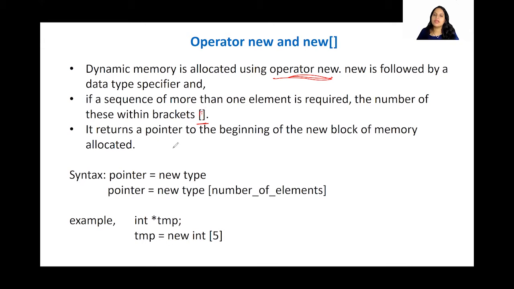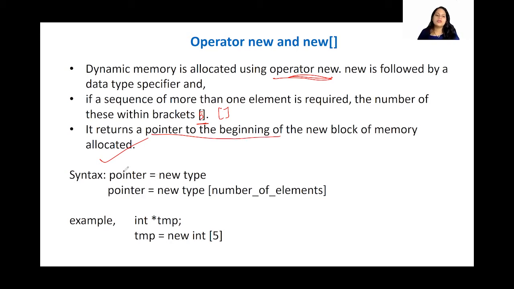Suppose if I want 5, I'm going to say 5. If I want only 1, then I'm going to just say new. If at all I want more than 1, then I'm going to write an open bracket, close bracket, and if I know the number, I'm going to mention the number. So it returns a pointer to the beginning of a new block of memory allocated. This is important. What does it return? It returns a pointer to the beginning of a new block of memory.